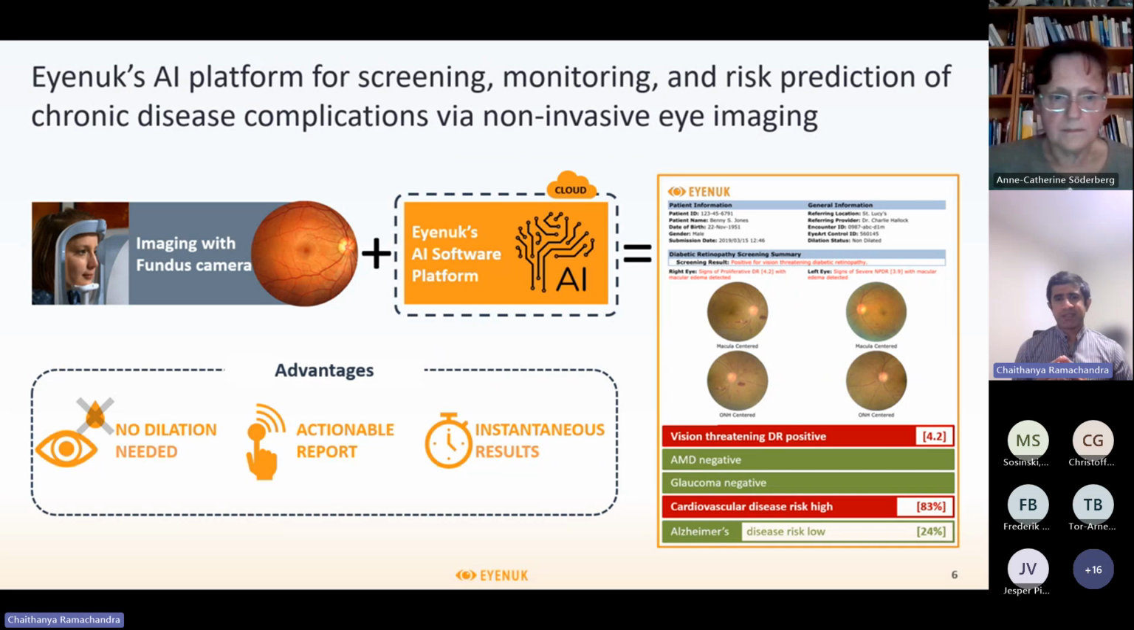What are some of the advantages that such a platform might entail? There is ease of capture of these fundus images using the standard fundus camera. No dilation is typically needed, and you get an actionable and almost instantaneous report using this platform on various different conditions, not only about sight-threatening conditions that might be present, but also systemic conditions, and all done with non-invasive eye imaging.